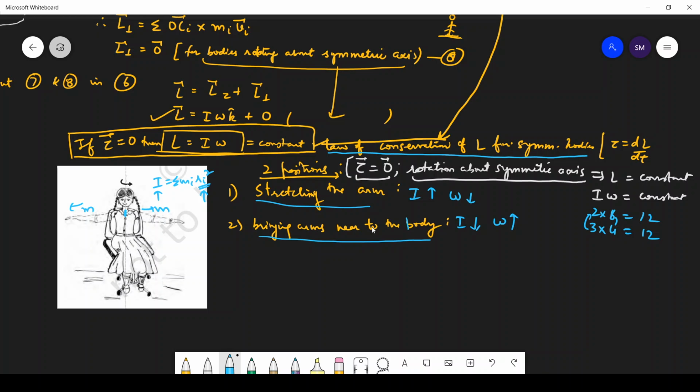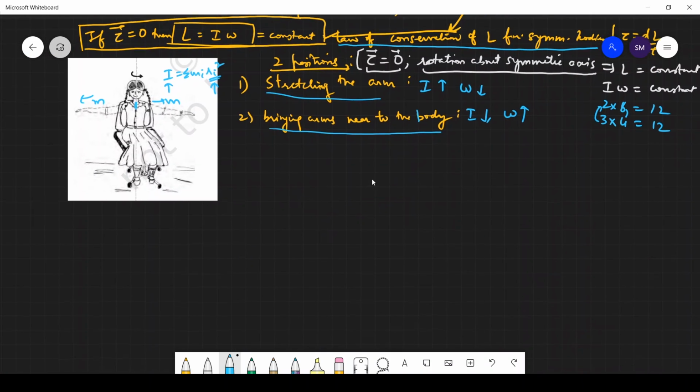So if the friction of rotational mechanism is neglected, there is no rotational torque about the axis of rotation, and I omega is constant, and stretching the arms increases moment of inertia about the axis of rotation, and it is resulting in the decrease of the angular speed omega. And bringing the arms closer to the body has an opposite effect. Circus acrobats, divers, or skaters, classical Indian, Western dancers, they take advantage of this law of conservation of angular momentum.